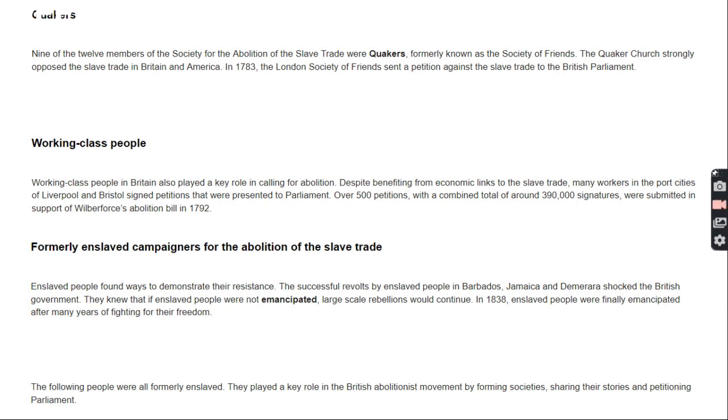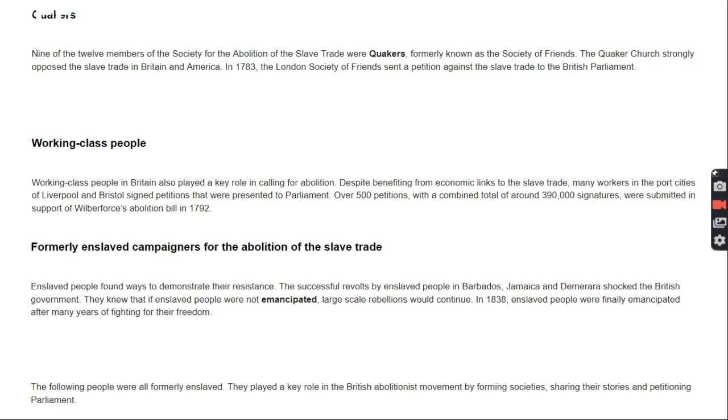Formerly enslaved campaigners for the abolition of the slave trade. Enslaved people found ways to demonstrate their resistance. The successful revolts by enslaved people in Barbados, Jamaica, and Demerara shocked the British government. They knew that if enslaved people were not emancipated, large-scale rebellions would continue. In 1838, enslaved people were finally emancipated after many years of fighting for their freedom. The following people were all formerly enslaved. They played a key role in the British abolitionist movement by forming societies, sharing their stories and petitioning Parliament.